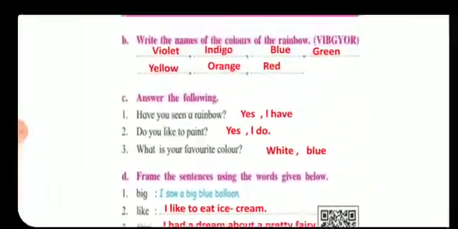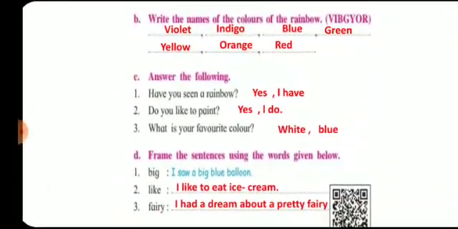Children, you will solve this exercise given on page number 36 in the book itself. No need to write it in the copy. So children, I hope you have understood how to do the things and you have to complete this work.